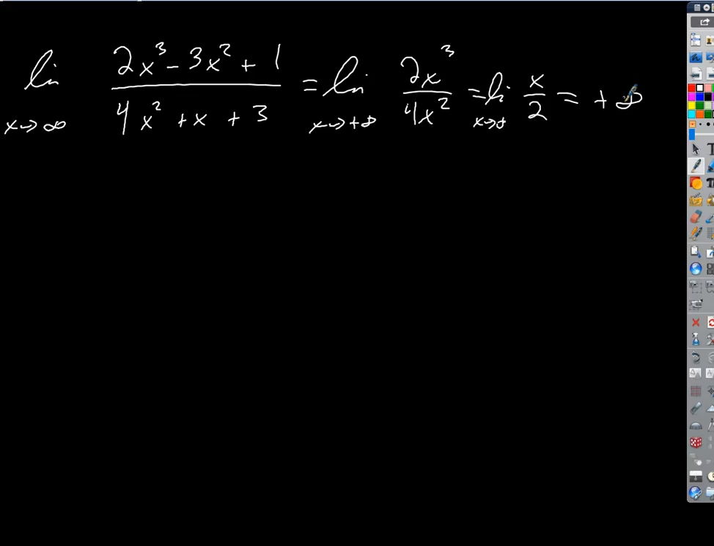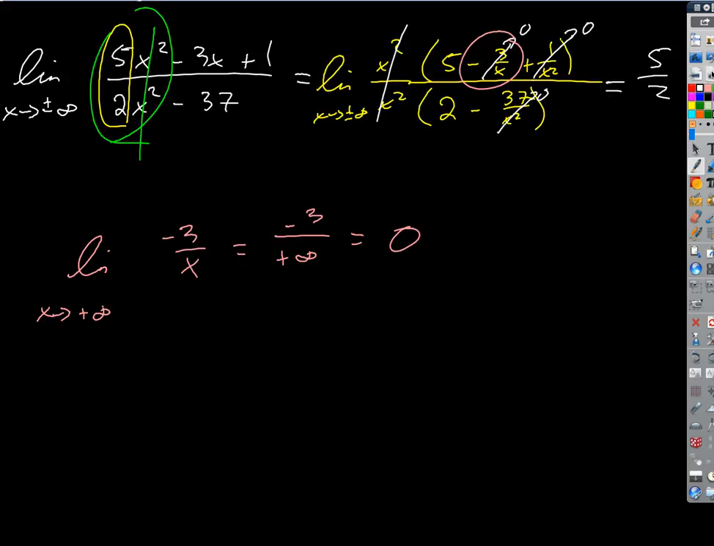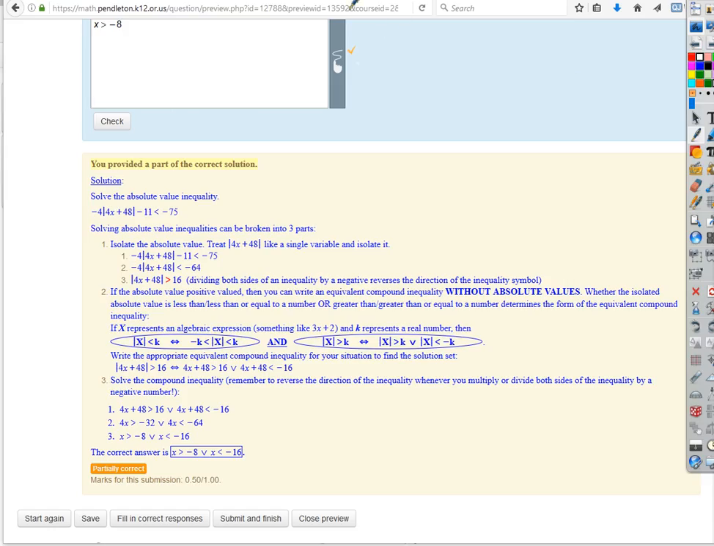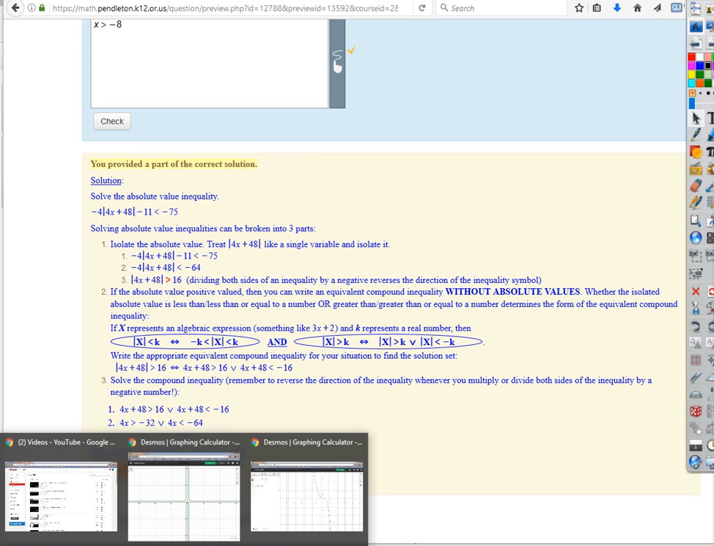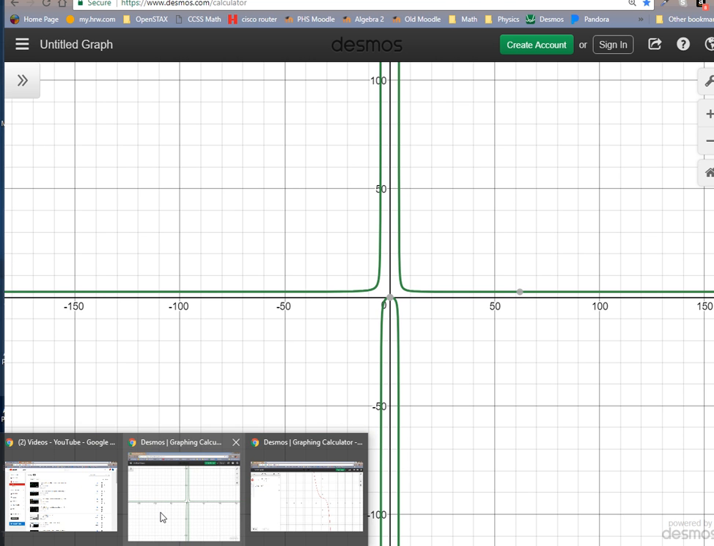What about as we approach negative infinity? The limit of that whole thing as x approaches negative infinity, aren't I just going to get x over 2 as x approaches negative infinity? That's just going to be negative infinity, right? But we can see that on Desmos.